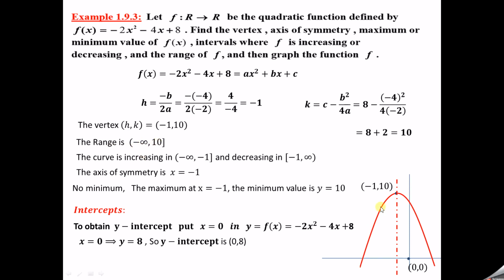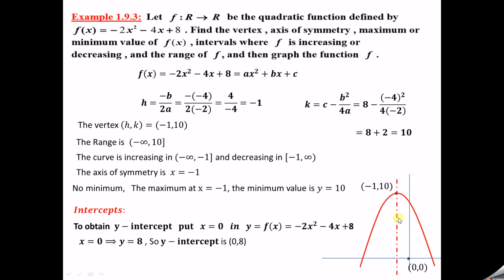So when the curve is increasing, for what values of x is it increasing? From minus infinity to minus 1, up to here it is increasing. So what is x here? x is minus 1 here. Therefore, the curve is increasing from minus infinity to minus 1. And after minus 1, it is decreasing. So the curve is decreasing from minus 1 to infinity.